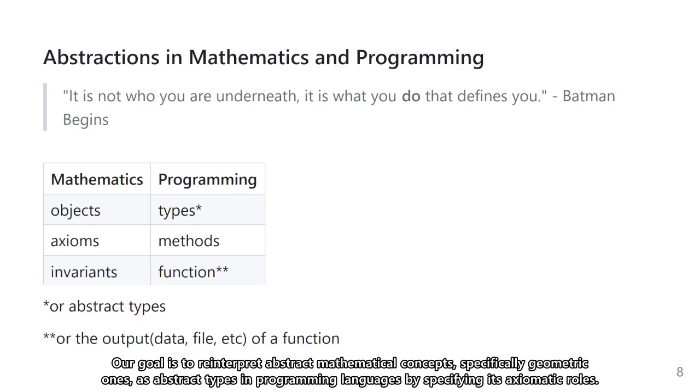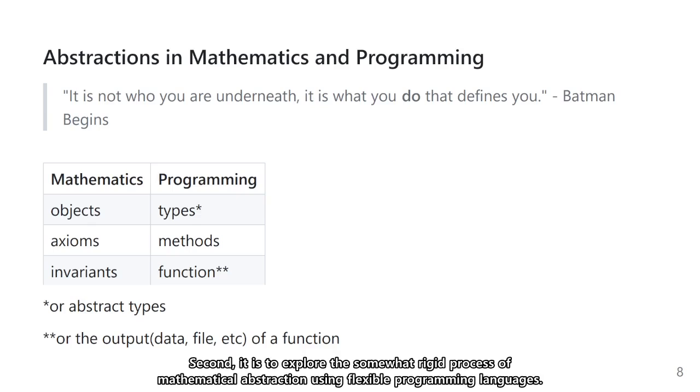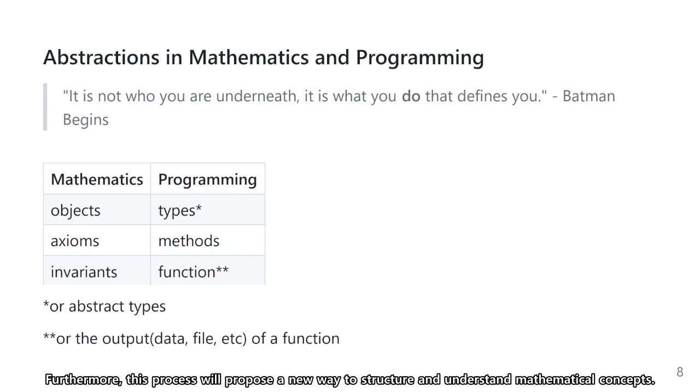Our goal is to reinterpret abstract mathematical concepts, specifically geometric ones, as abstract types in programming languages by specifying their axiomatic roles. There are two reasons why this is necessary. First, it is to show that mathematical abstraction is closely related to engineering thinking. Second, it is to explore the somewhat rigid process of mathematical abstraction using flexible programming languages. Furthermore, this process will propose a new way to construct, structure, and understand mathematical concepts.